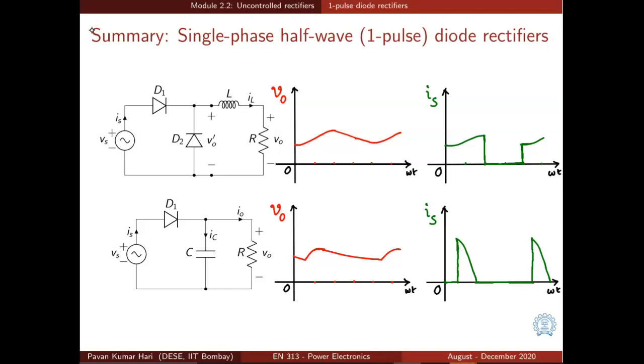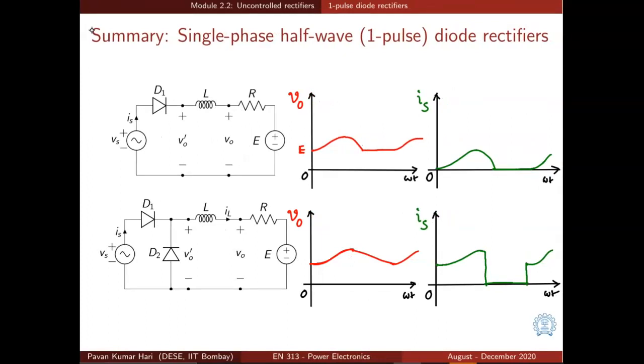So the output voltage is again having 1 pulse of input voltage in these cases also, and the source current has a DC component, and same is true even in the case of RLE load. And if the source is such that it cannot accept DC current to be drawn from it, there will be a problem. For example, if the source is a transformer, we have a step down transformer, and then after that we have connected this rectifier, we have to make sure that the transformer does not saturate even when this additional DC component of current is flowing. That is the problem with 1 pulse diode rectifiers, and that is why they are not very popularly used.